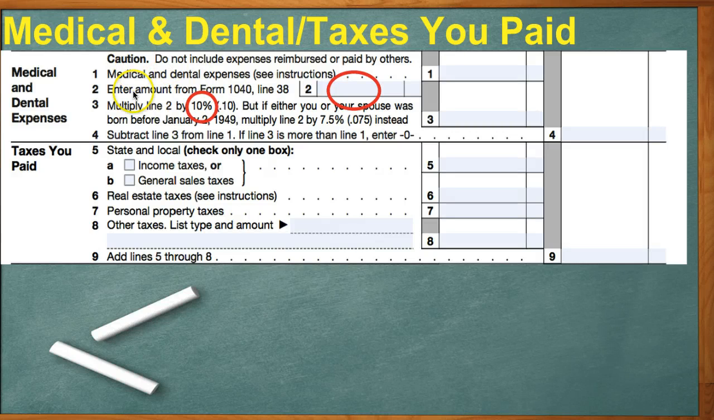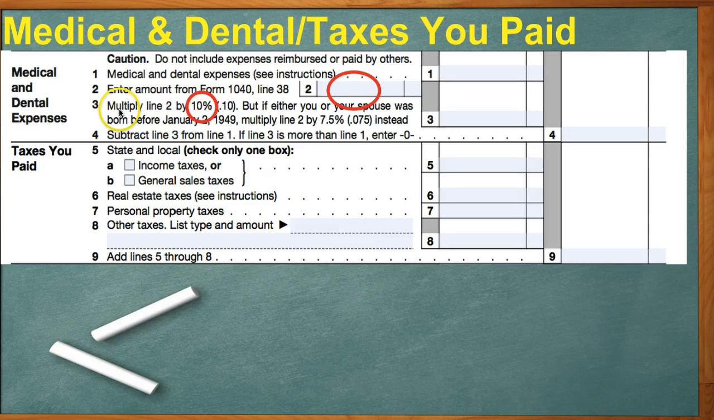On line 2 it says enter the amount from Form 1040 line 38. Well, line 38 on that form is your adjusted gross income, or AGI. Again, there's that figure, adjusted gross income. That's very important. It's important here because when we talk about thresholds, we will be comparing your expenses to your AGI. So let's look at how we do that.